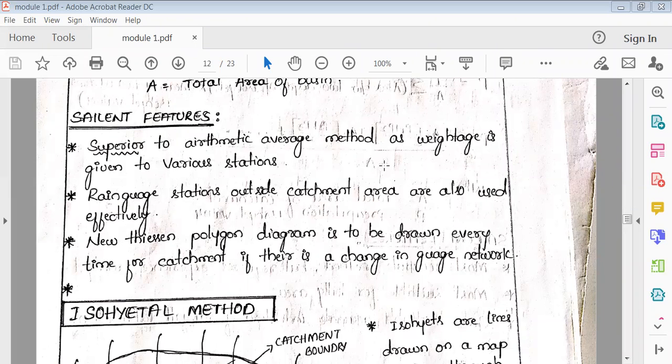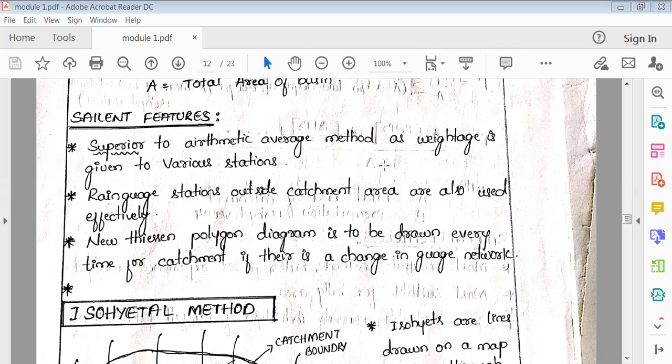Okay, so the salient features of this method is it is superior to the arithmetic average method as weightage is given to various stations. So every station you have the areas there. And rain gauge stations outside the catchment area also can be used effectively, because it is not restricted to only the station, but it is with respect to the areas as such.